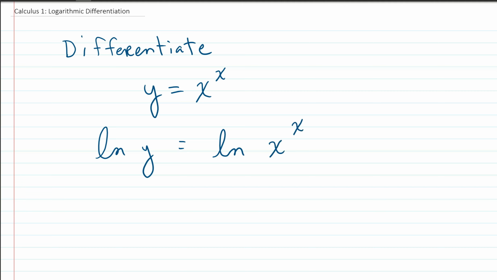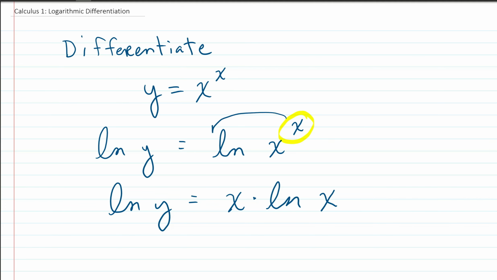This is where you have to refresh your memory and look at the properties of logarithms that you've studied before. One property tells you that when you have the logarithm of something raised to an exponent, you can bring that exponent up to the front as a coefficient. So it becomes x times the natural log of x.